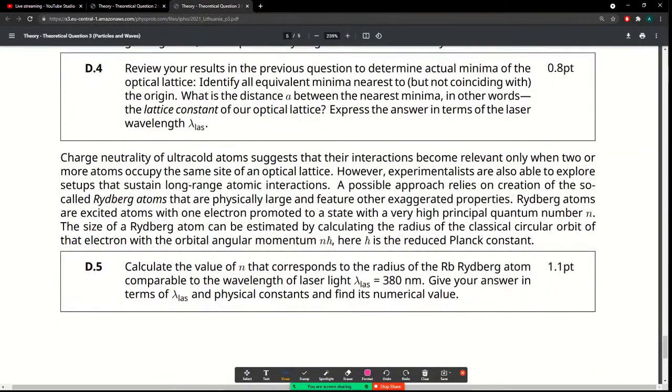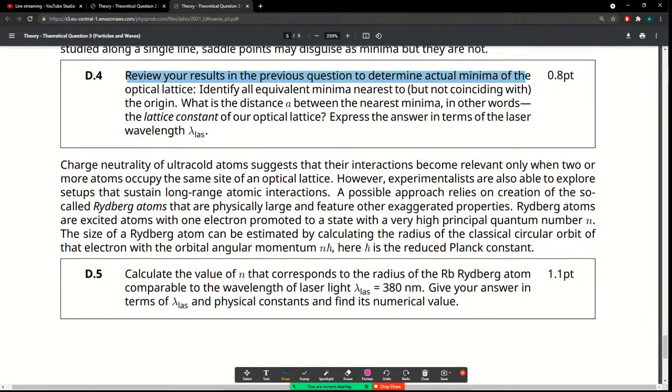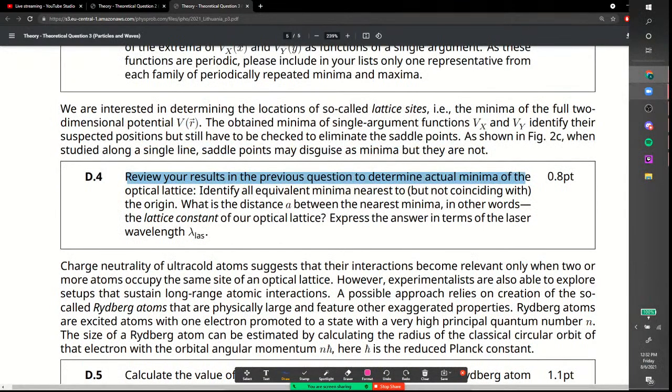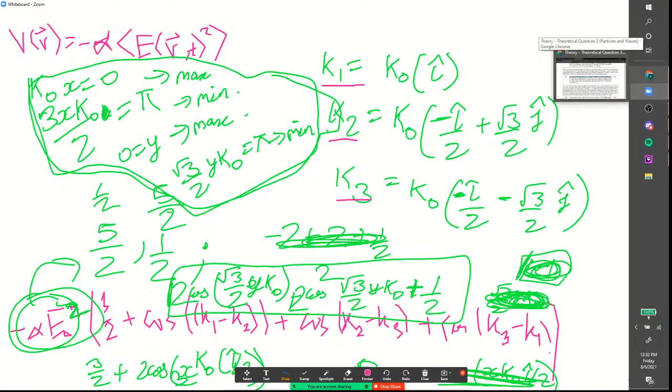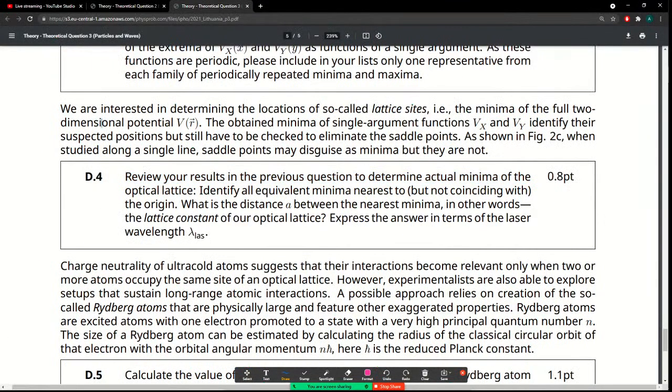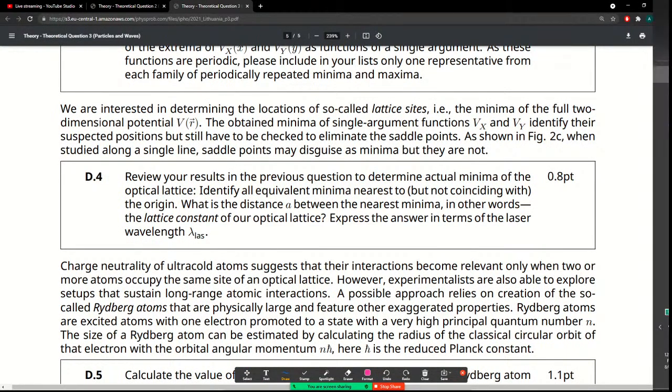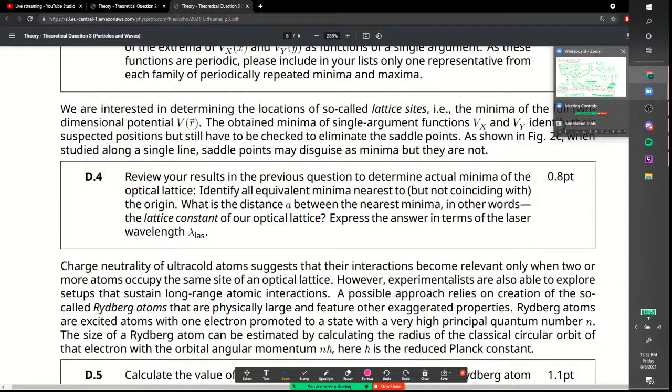Then we can do D4. Review your results in the previous question to determine the actual minima of the optical lattice. Oh, we can do D4 now. Okay. Alright, I can read the part before. You can read it.